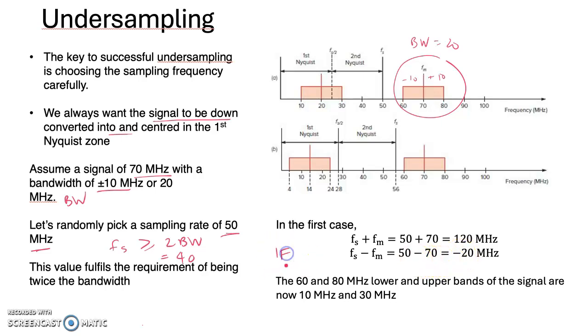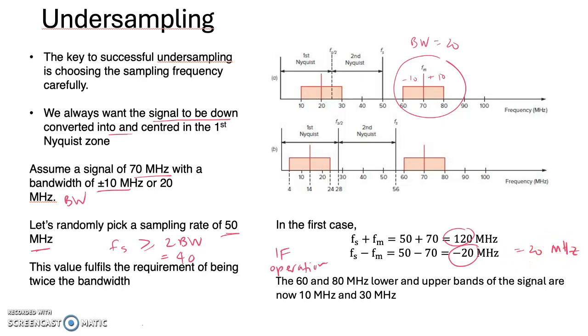Remember, this was the IF operation in superheterodyne. We add and we subtract the oscillator with our signal. In this case, we are adding and subtracting our signal with our sampling frequency. So what we get is 120 and minus 20 MHz. Now, even when we have a negative frequency, it is fine because you will always get something that is mirrored in the positive side. So if this is minus 20, you will get it at 20 MHz as well. So no worries if you get a negative value. This simply means 20 MHz.